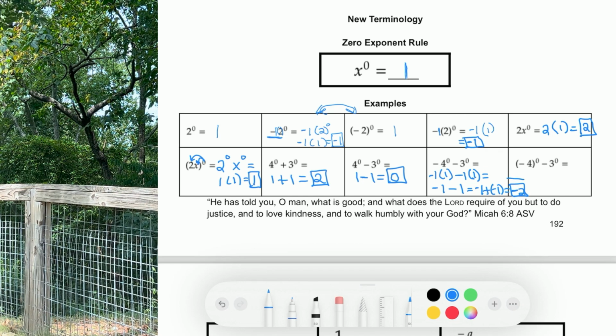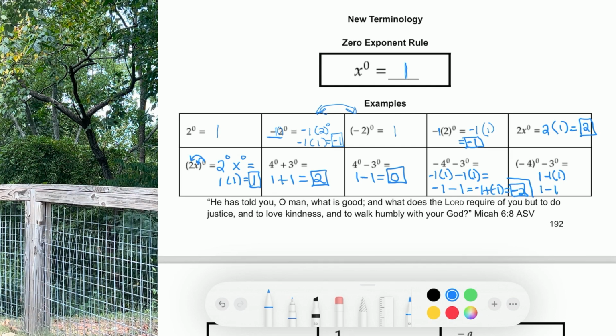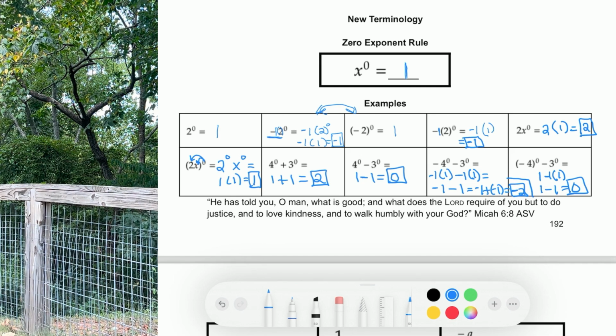All right, this next one, I'm going to draw a little box here so we don't get confused, has a negative 4 to the power of 0, and that negative 4 is in the parentheses. So that becomes just a 1. That 3, however, is not in parentheses, so we end up with a minus 1 times 1, like this. We get 1 minus 1, and that equals 0. So I wanted to give you several different scenarios with this so that you could recognize how much the parentheses affects your final answer.